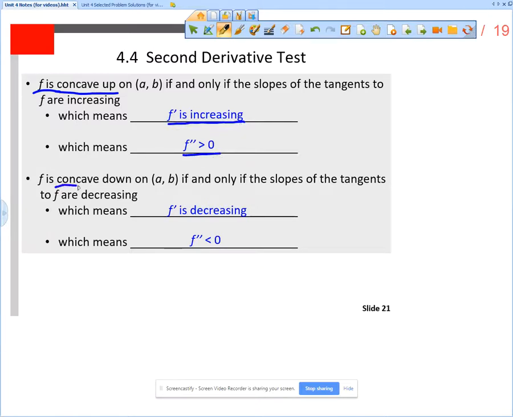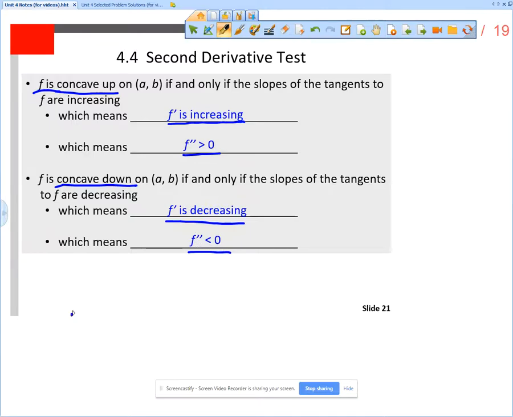f is concave down on A to B if and only if the slopes of the tangents to f are decreasing, which means f prime is decreasing, which means f double prime is less than 0. So remember, concave up means f prime is increasing, which means that f double prime is greater than 0. Concave down means f prime is decreasing, which means that f double prime is less than 0.